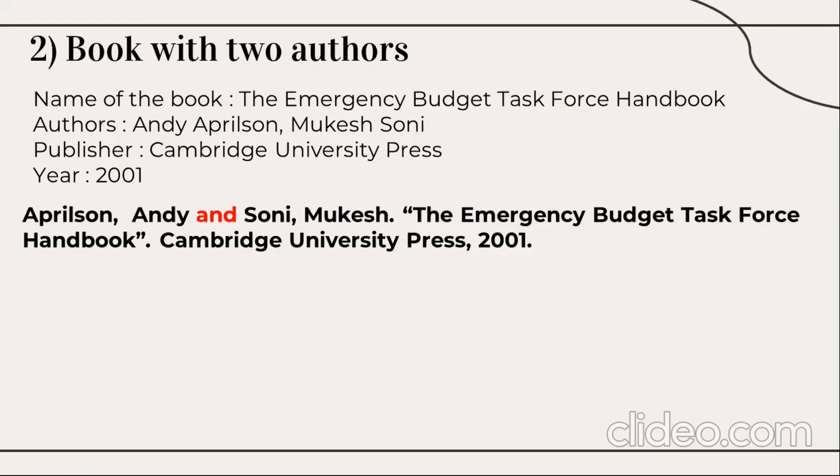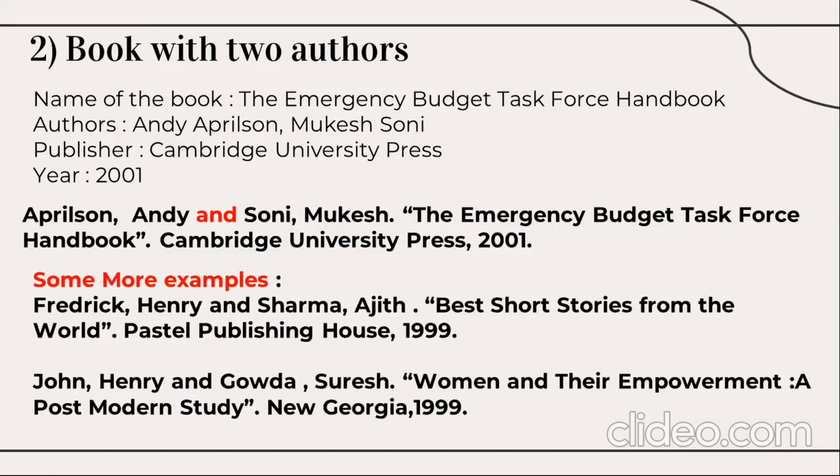If there are two authors, you should join these two authors by using the conjunction and. The remaining information will be same. The Emergency Budget Task Force Handbook, it should be in the inverted comma, full stop, publisher, Cambridge University Press, comma, 2001, full stop. Few more examples.